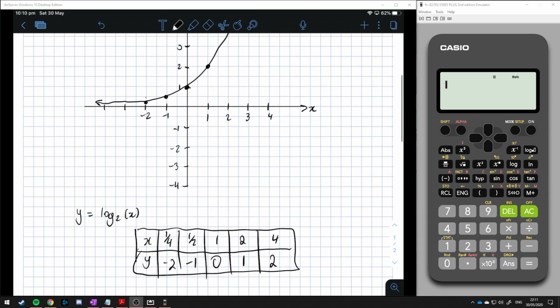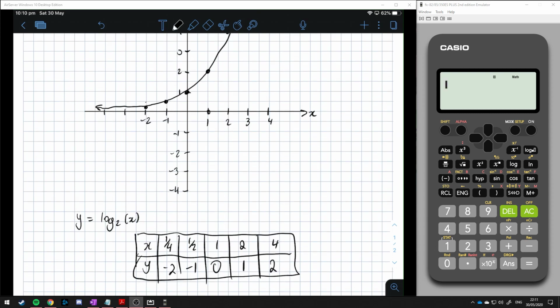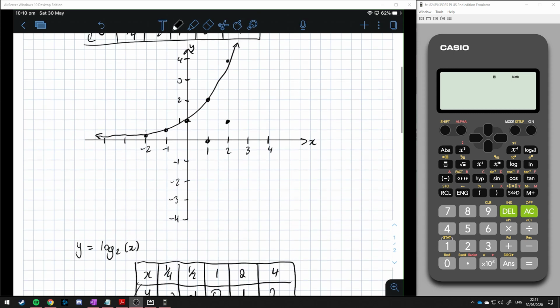So we're going to start off with putting x is equal to 1, so y is equal to 0. It should be the other way around. Oh, no, I was right, x is equal to 1, so y is equal to 0, so it doesn't move up or down, but it goes to the right. x is equal to 2, y is equal to 1, x is equal to 4, y is equal to 2, so it's out here, so 4, 2. Then we've got a half, and then we've got a quarter.